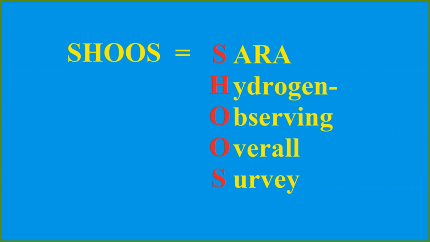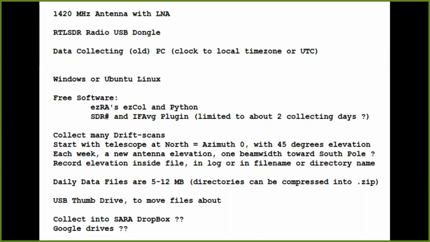So Rich, Jay, and I were discussing maybe there should be an organized project to collect data and share it among members. We can't spell very well, so we came up with SHOOS, standing for Sarah Hydrogen Observing Overall Survey. To collect data for the survey, you would need a 1420 megahertz antenna with a low noise amplifier, some kind of USB radio, like the inexpensive RTL SDR USB dongles, and then plugging that into a data collecting PC.